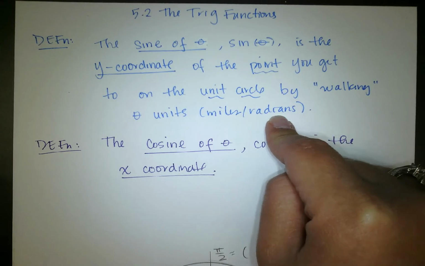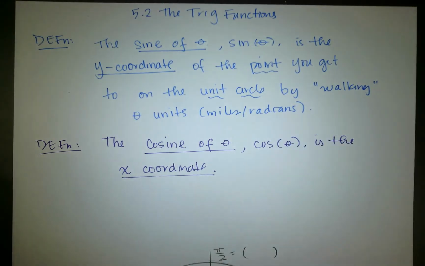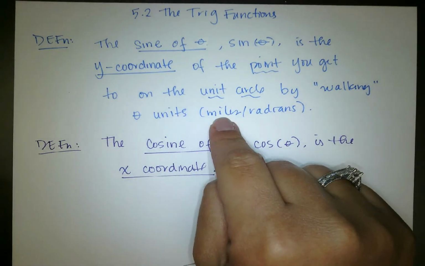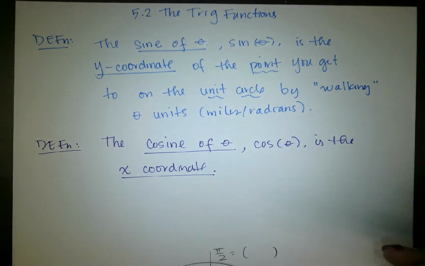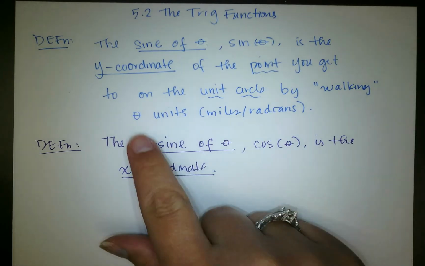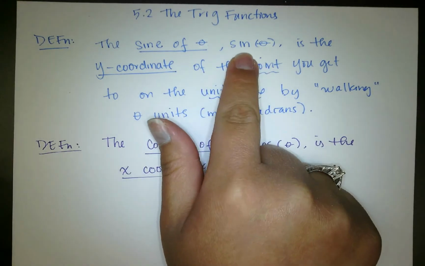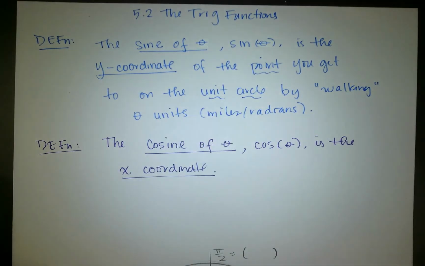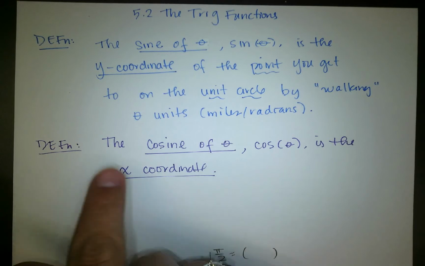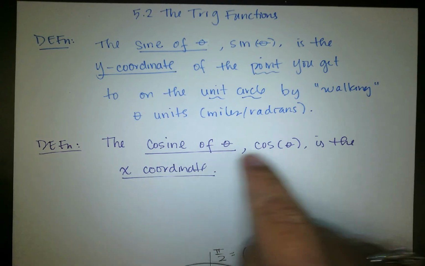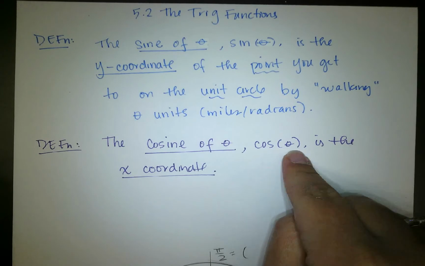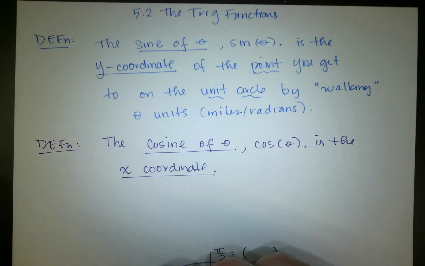I'll explain that later. I already warned you that the mileage that we get to, those spots that we walk to on the circle, I'm calling them miles so we can call it a distance. It's actually angles that we're walking. Okay, that'll be explained later. So just know you walk those miles, and if I ask you for the sine, I want the y-coordinate, the y GPS coordinate. Definition: the cosine of theta, denoted cos(theta), is the x-coordinate.